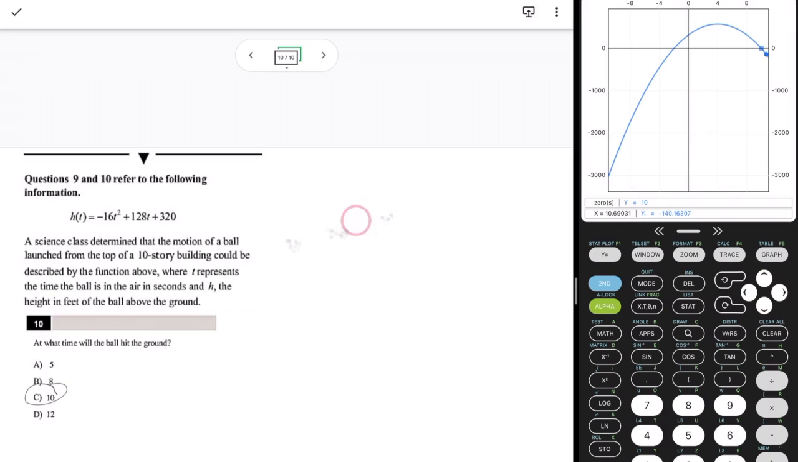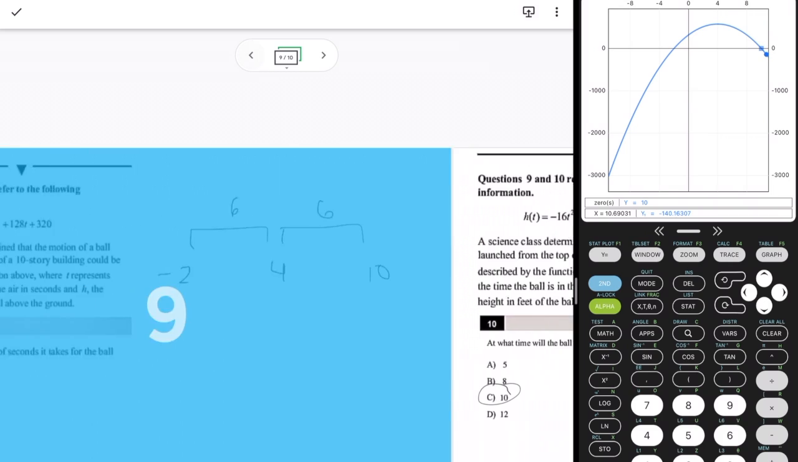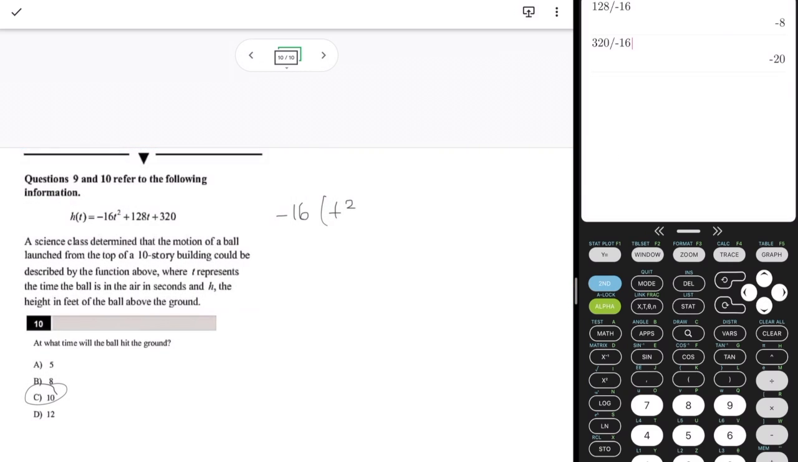What if we want to do this algebraically? Well, we know that if we factor out negative 16, and we also calculated this back here, 128 divided by negative 16 is negative 8t, and 320 divided by negative 16 is negative 20. Then we can factor this into t minus 10 and t plus 2. So we know that our two solutions are negative 2 and 10.